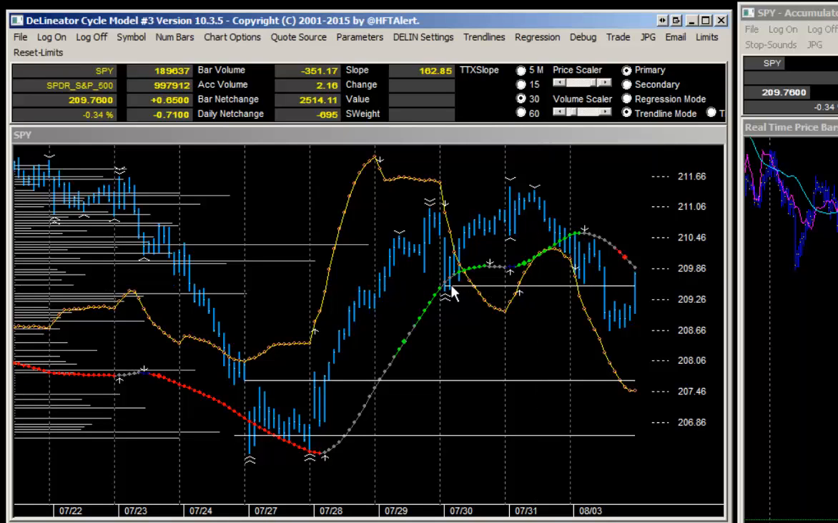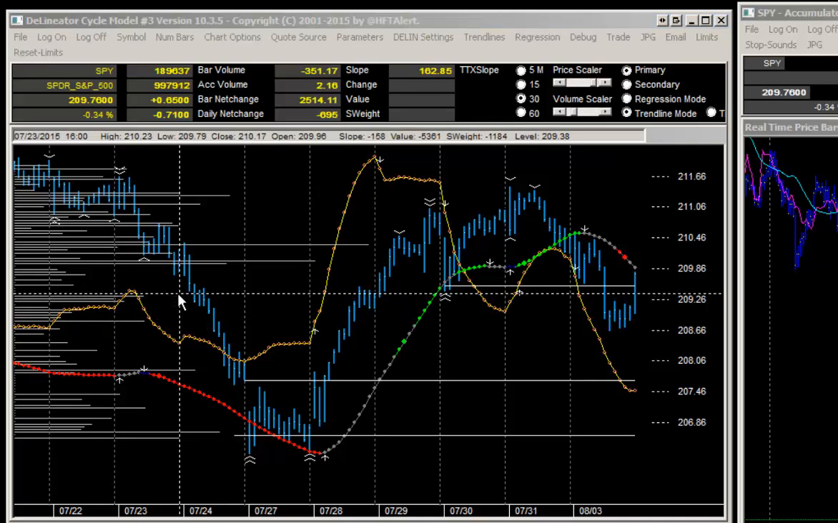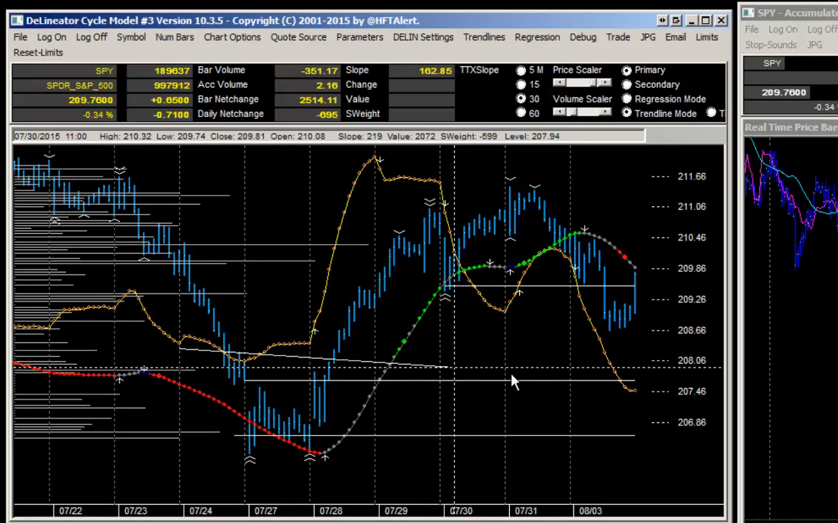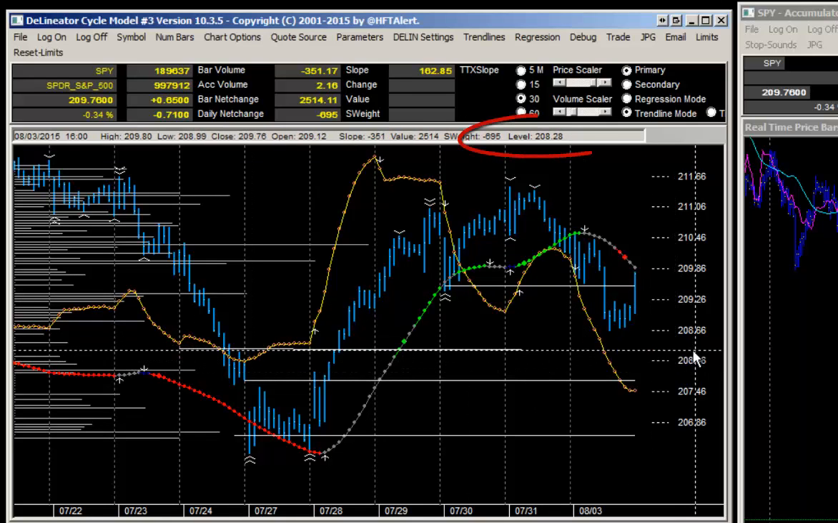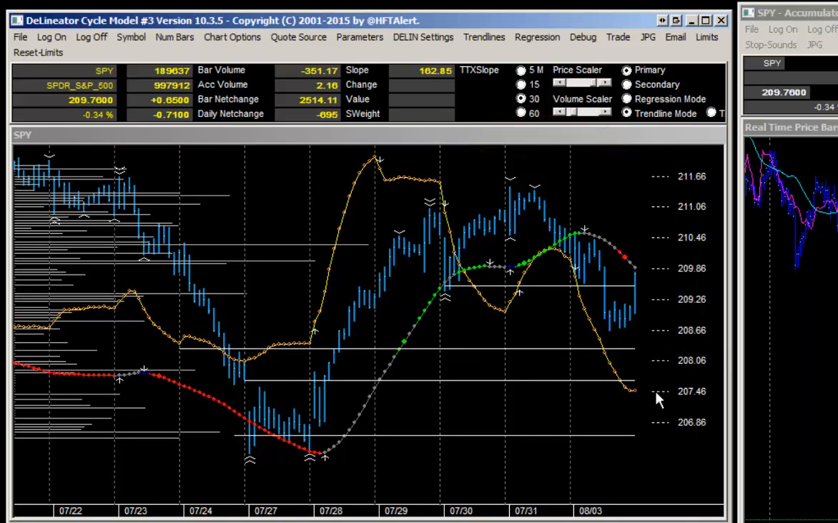So at a minimum, we would have expected 209.53, which is the level of this double chevron up. Below that, we had a large volume at price spike here, and then a null down to about this level here, which is 208.28. So these are our expectations.